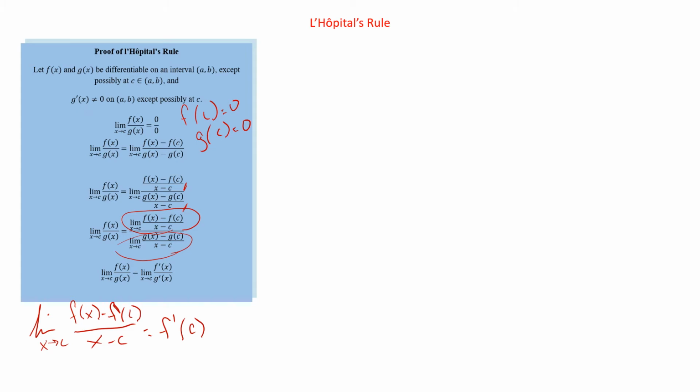But again, very, very important here, they do have to equal 0. If the limit does not equal 0 over 0, this doesn't work. It could also equal infinity over infinity. The proof is slightly different, but still basically the same. So that's why L'Hôpital's rule works.